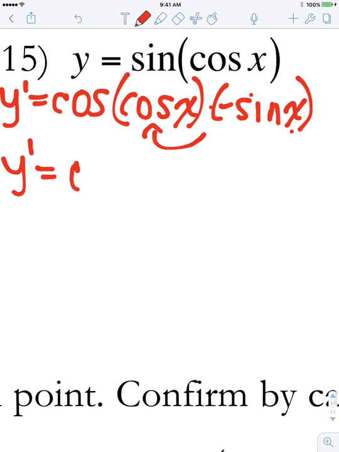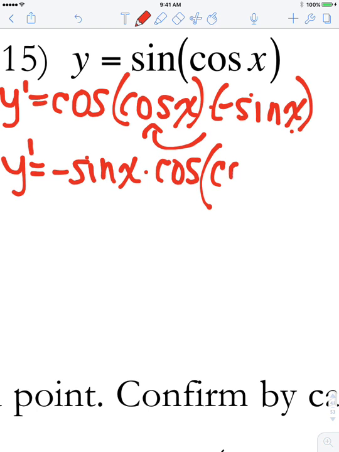let's see, I'm going to put the sign in the front only because of the negative. Negative sine of x times cosine of x. There is no x in front of this cosine because this is what's being applied to this trig function. And that's it. We're done with that one.